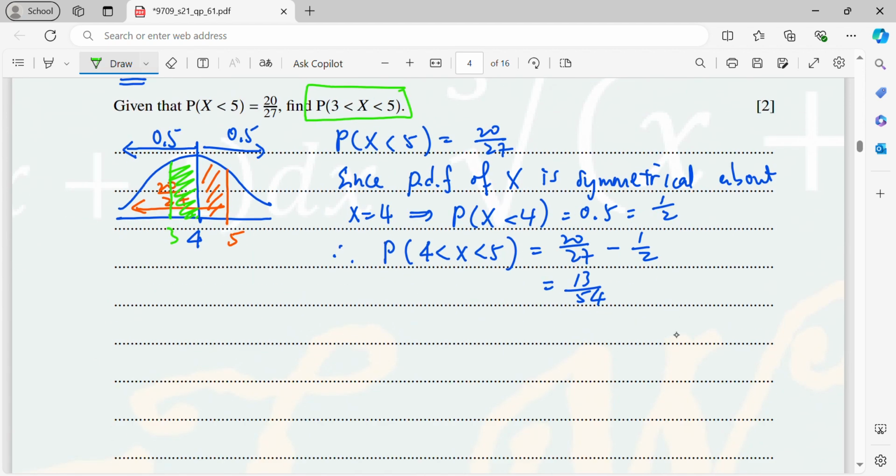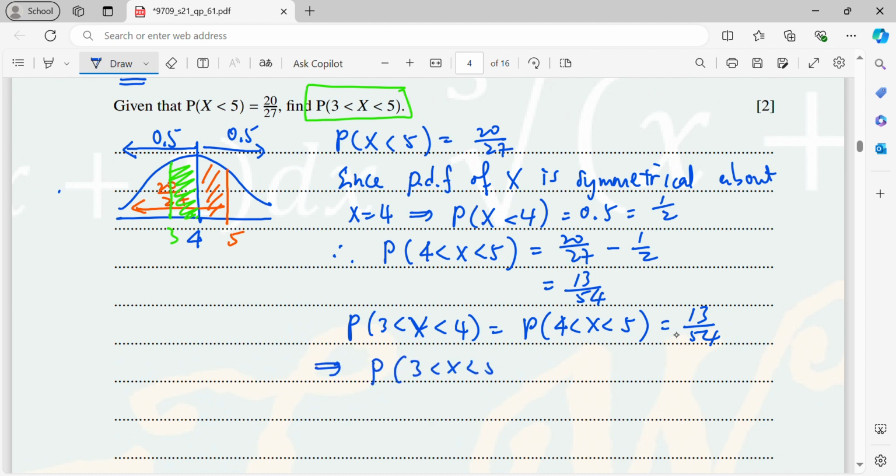So then from here, the probability of 3 to 4 is the same as the probability of 4 to 5, which is 13 over 54. Hence, the probability of x between 3 and 5 is 13 over 54 times 2, or just plus together. Probably times 2, because you are adding both. So therefore, that is 13 over 27. So that's the solution of this question.